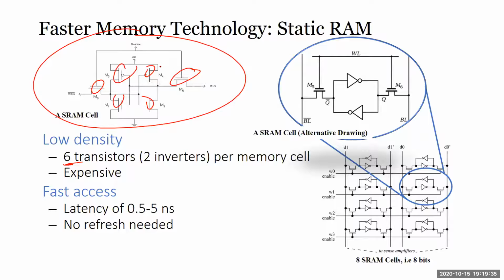The nice thing about this static RAM is that you don't need to refresh. You put data here, and you can see there's the transistor here. In a way, it self-refreshes, as long as there's a current. So there's no need for refreshing, and access is very fast. You see, 0.5 nanoseconds to 5 nanoseconds is almost as fast as the CPU already. But this is very expensive to do.